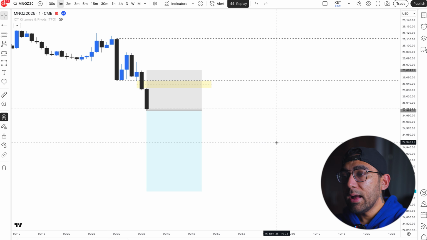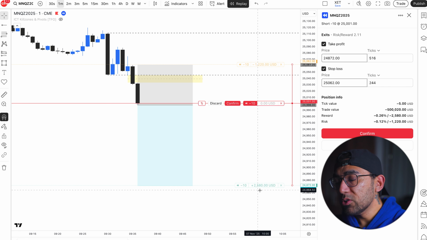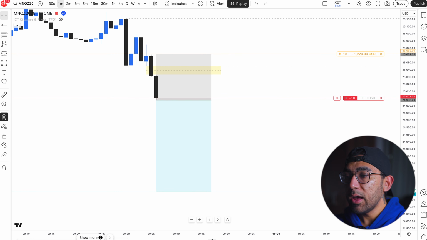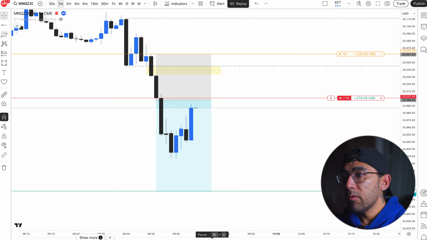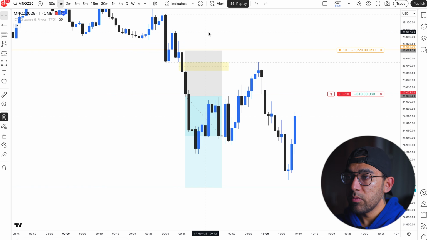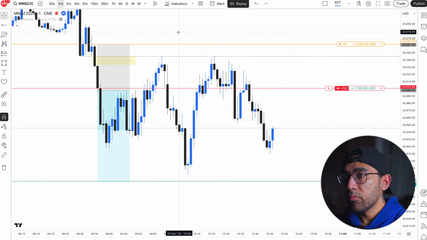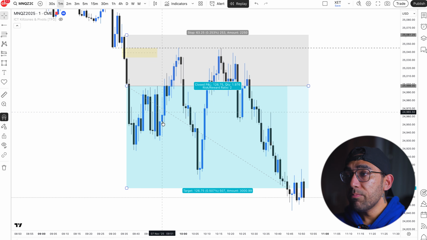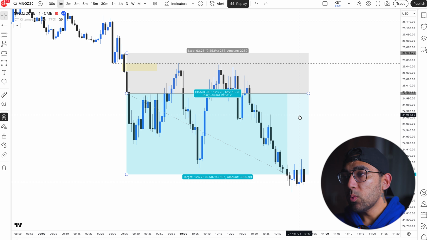So let's go ahead and place this order with the potential to make $2,580 on this trade. Let's go ahead and see what happens. Right, there we go. This trade has come in and has hit target. So that's example number one, and we can see how that works pretty well.